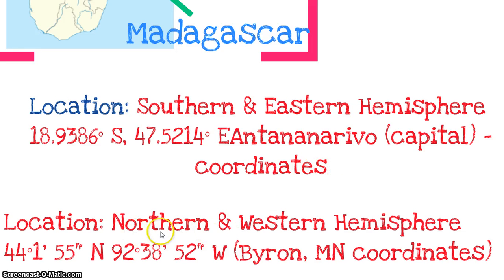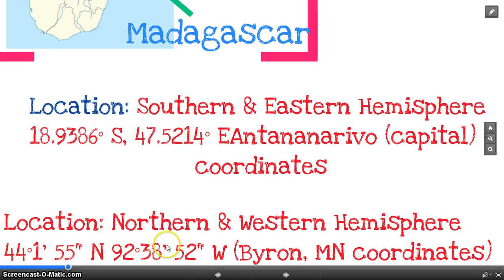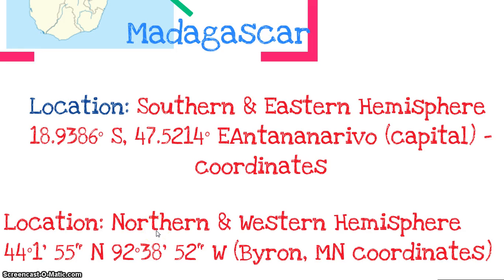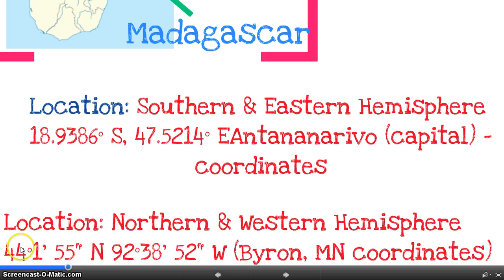Below, you'll see the very specific location of Byron, Minnesota. Byron, Minnesota has lines of latitude and longitude which dictate exactly its position on the Earth. It is located in the northern hemisphere, as we are above the Earth's equator, very far from the Earth's equator, as it is very cold, and we are west of the prime meridian, which runs through England. So 44 degrees, 1 minute, 55 seconds north is our line of latitude where Byron is located, and 92 degrees, 38 minutes, and 52 seconds west of the prime meridian is our exact location.